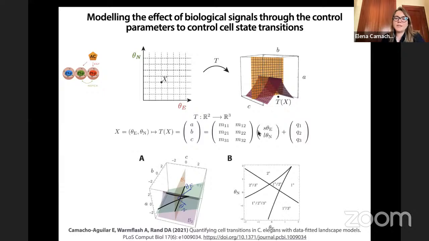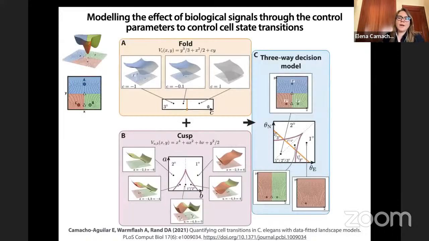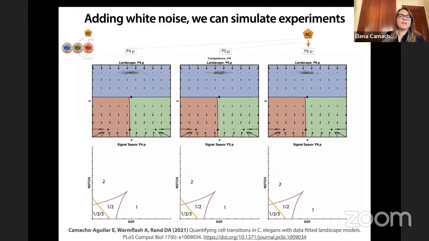Of course, the parameters of the linear transformations need to be fitted, and that's what we are going to feed to the data. So in summary, we use these two simple catastrophes to build up a more complex landscape that we could try and fit to the data. We could choose some values for these parameters of the linear transformation, and we can find this fate map. And with this model, we can already simulate the system.